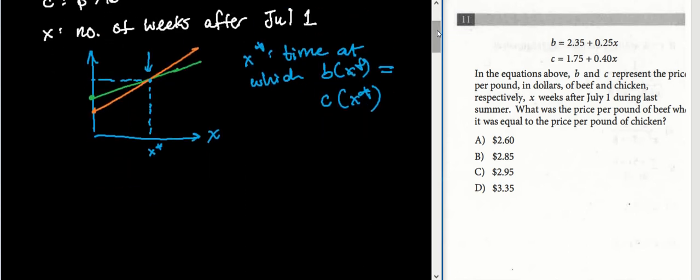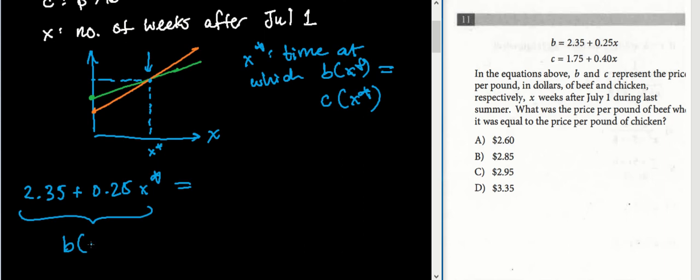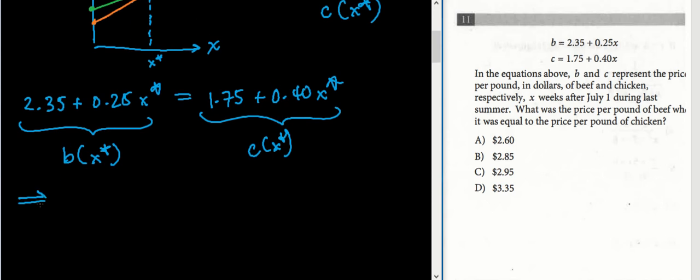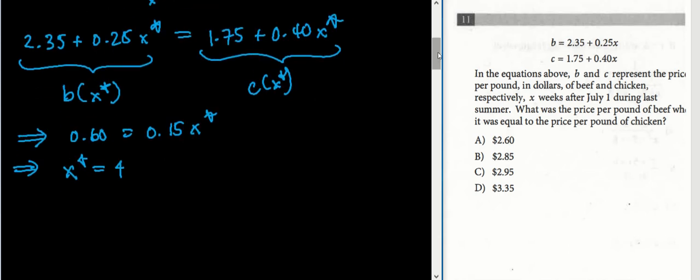So B of x star will be 2.35 plus 0.25 x star. Right, so I'll write this out. So B of x star has to equal 1.75 plus 0.40 x star. And this is C of x star. So what we're doing here is literally writing out this equation explicitly. And now we can solve for x star. So 0.60 equals 0.15 x star, which implies x star equals 4. So 4 weeks after July 1st, the price of chicken was equal to the price of beef.